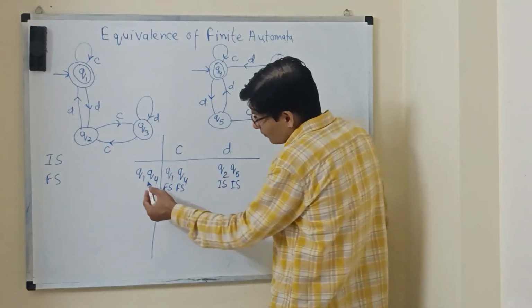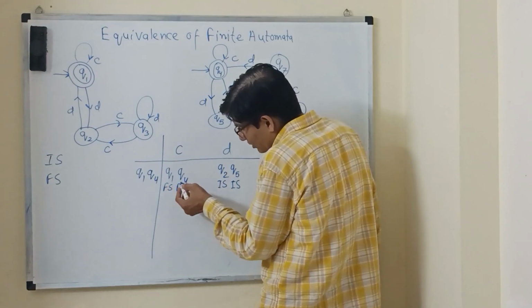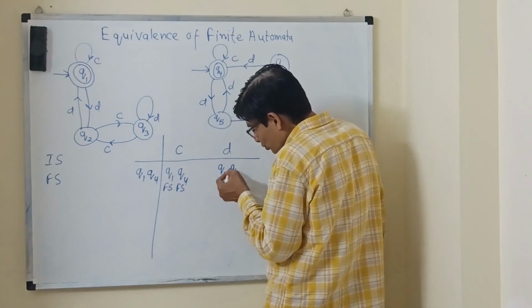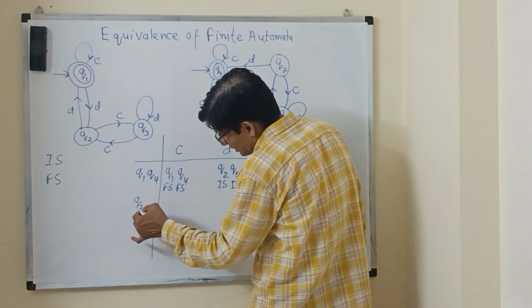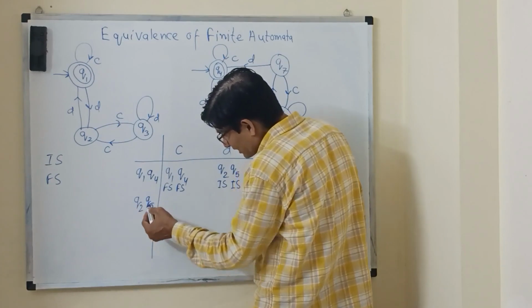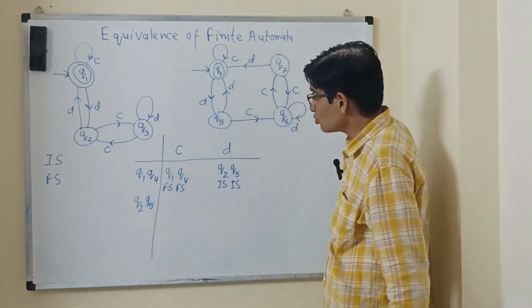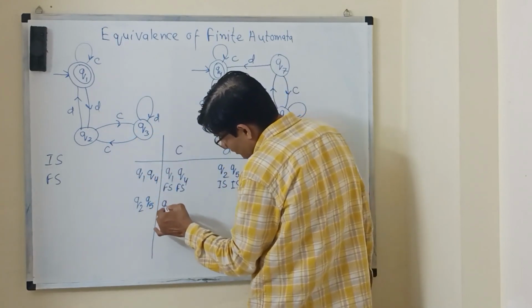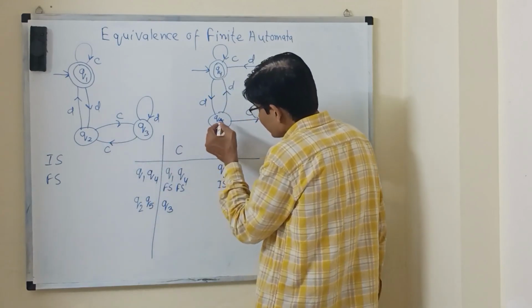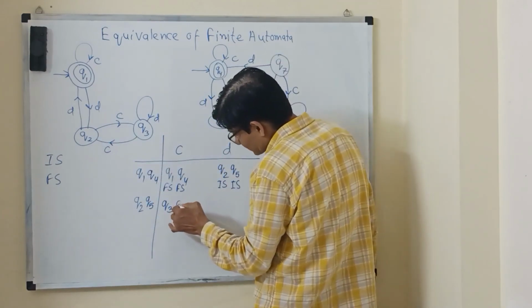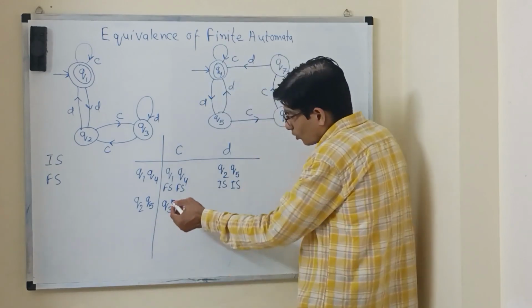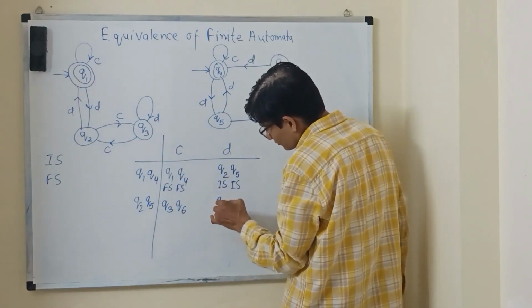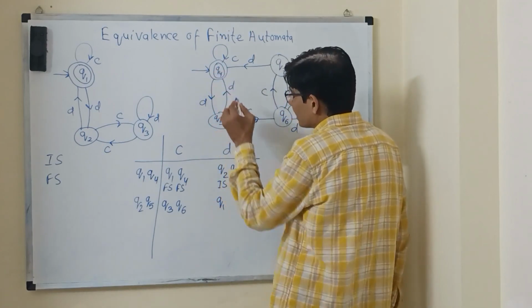Now you can see we started with Q1, Q4, and here we got Q1, Q4 itself. Now the new state is Q2, Q5, so we will explore this state. We can add it here, Q2, Q5, and then repeat the same process on it. On Q2, if we are applying C, we are moving to Q3, and on Q5, if we are applying C, we are moving to Q6. Now on Q2, if we are applying D, we are going back to Q1, and on Q5, if we are applying D, we are going back to Q4.